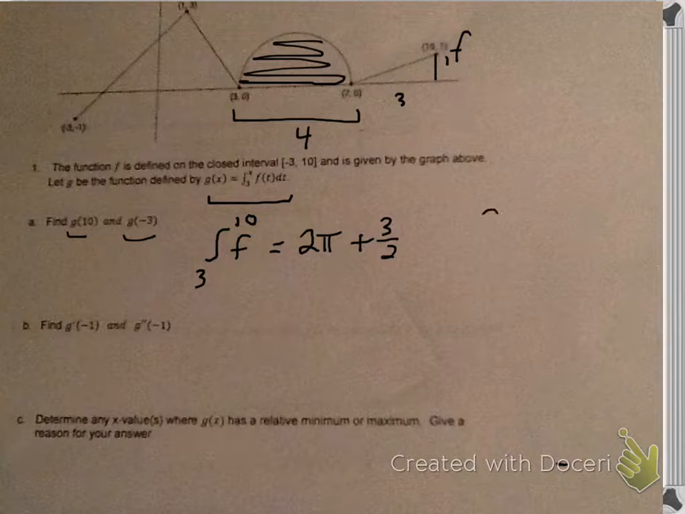G of negative 3 would be the integral from 3 to negative 3 of f. And so we want to switch the order around. Put a negative out front, and you can switch the order around and then add the area from negative 3 to 3. And so we have to break that into parts and just use a little geometry again. Anything below the x-axis is negative. Anything above the x-axis is positive.